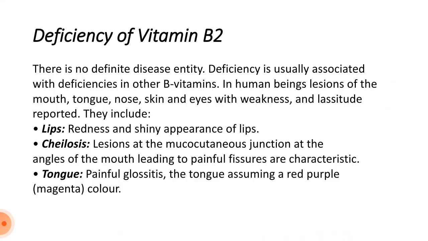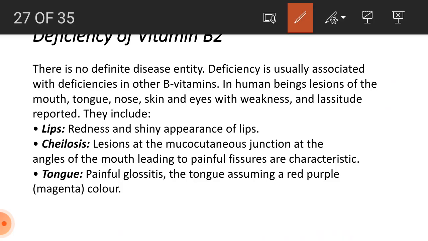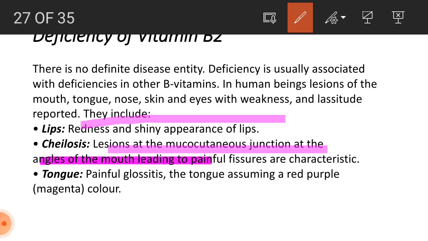There can be redness or a shiny appearance of the lips. Then the lesions at the mucocutaneous junction at the angles of the mouth, leading to painful fissures, are characteristic of deficiency of vitamin B2. There can be painful glossitis, the tongue assuming a red, purple, magenta color.